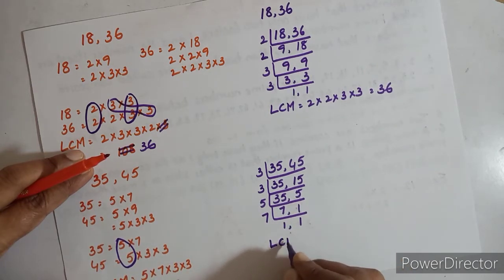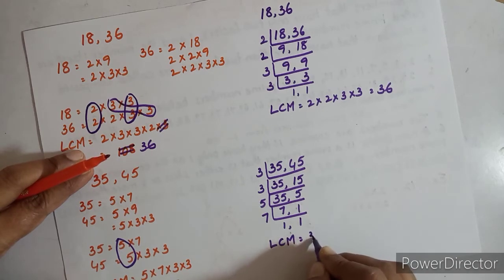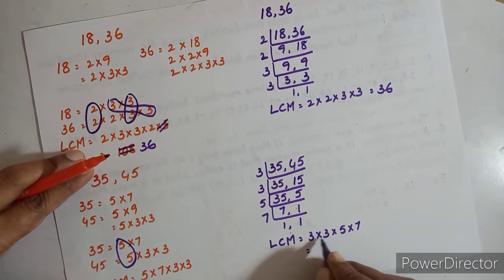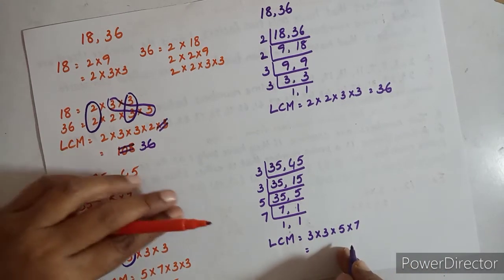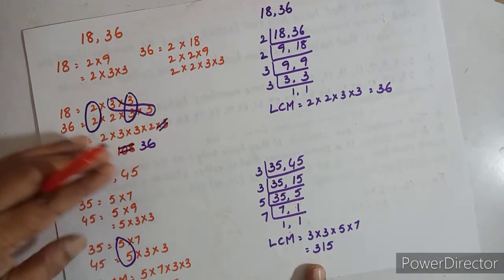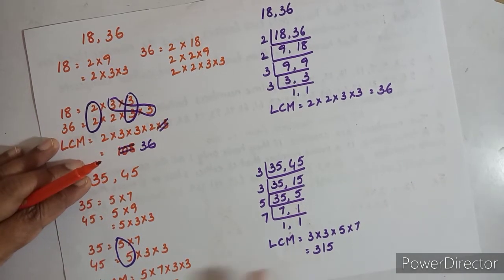Now what is the LCM? Very good. 3 into 3 into 5 into 7. So finally your answer is 3 3s are 9, 9 5s are 45, and 45 into 7 is 315. So the answer is not going to change in any of the cases.